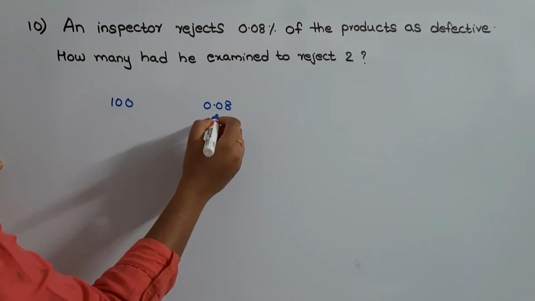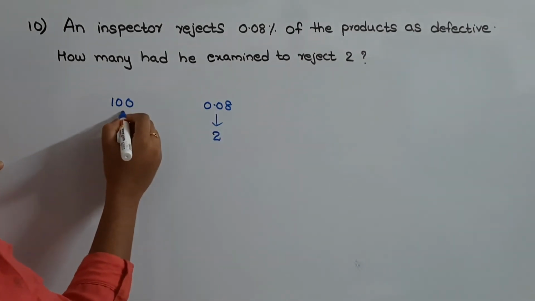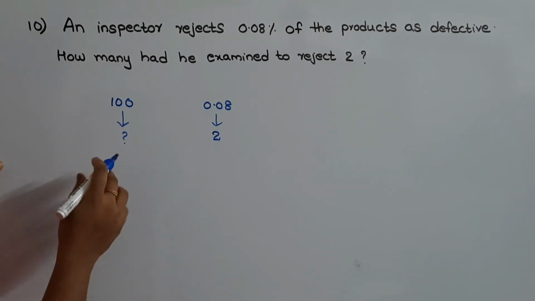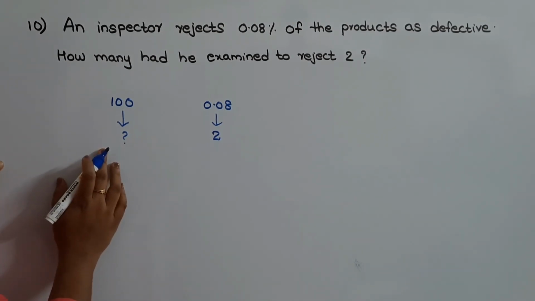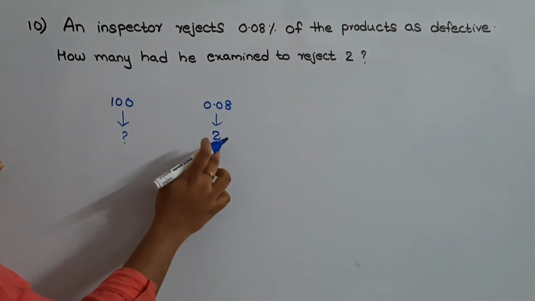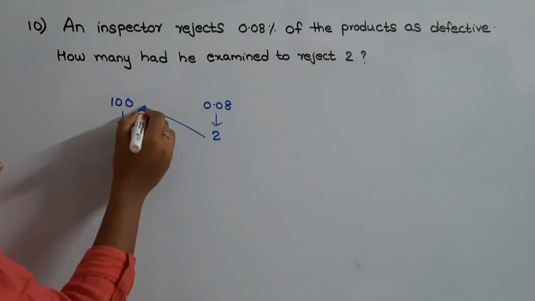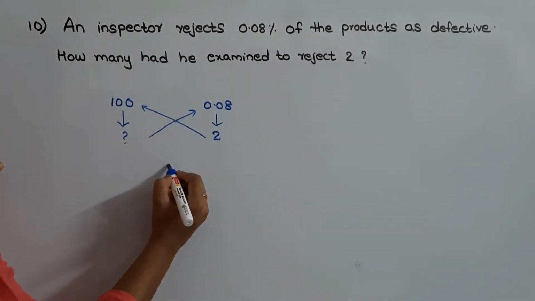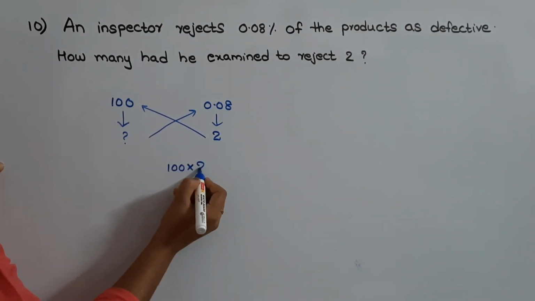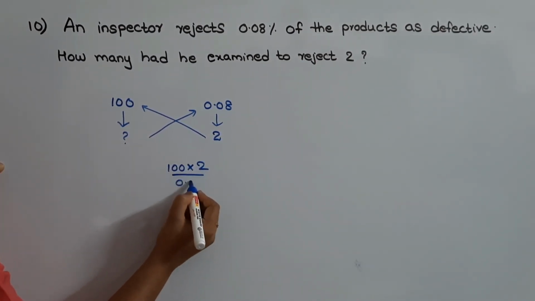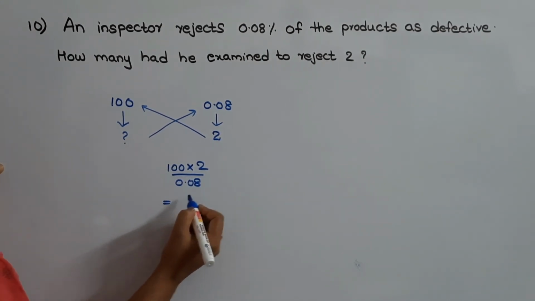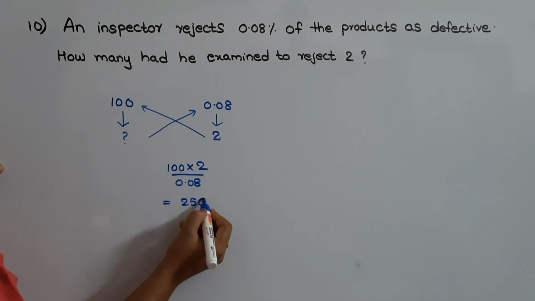So if 0.08 can be written as 2, what will be the value of 100? On finding this value, we will get the total number of products which he had examined when he had rejected 2 numbers. This we can find out by cross multiplying. So the answer will be equal to 100 into 2 divided by 0.08. On solving this, you will get the answer as 2500.